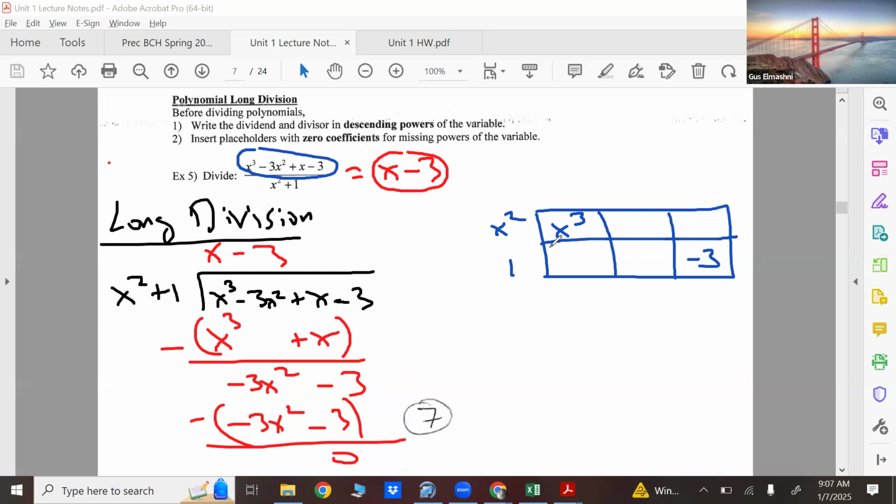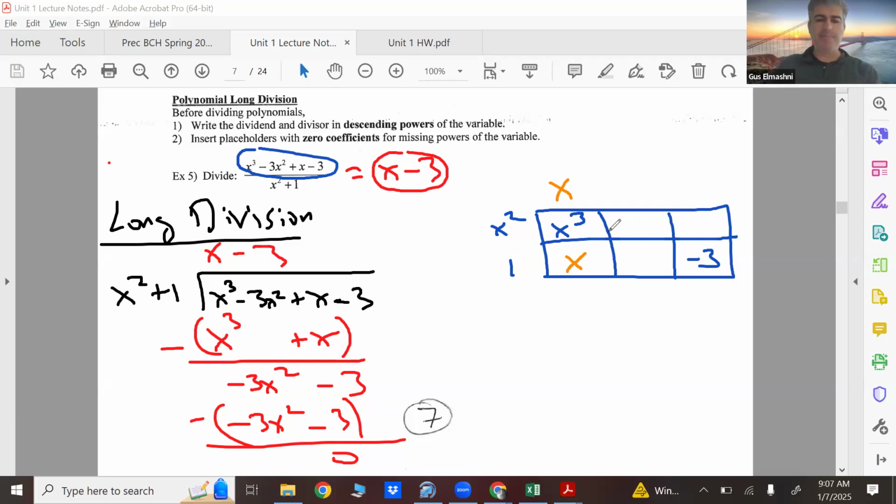Now, this is what you do. You ask yourself the following question: what do you multiply x squared by to get to x cubed? X. Okay. And what's 1 times x, guys? X. Okay, so you put an x here.